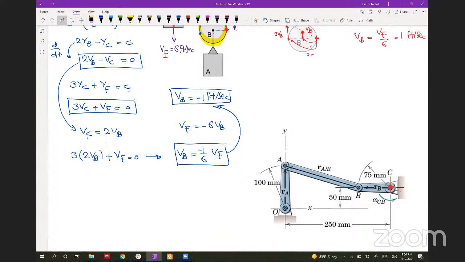All right, so let's solve one last problem on this section from this chapter. So let's solve this example.